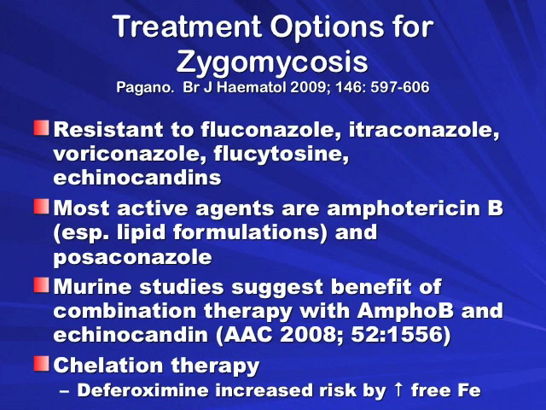Okay, I mentioned the susceptibility profile of the zygomycoses. Of note, there are a series of murine studies that suggest a benefit of combination therapy with amphotericin B and an echinocandin, which is surprising because echinocandins in and of themselves don't have any activity against zygomycoses.